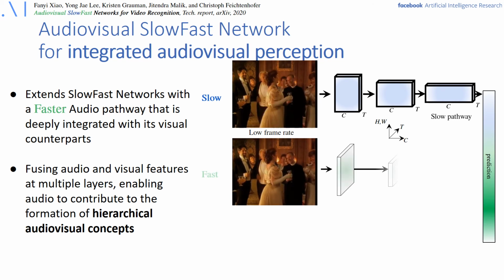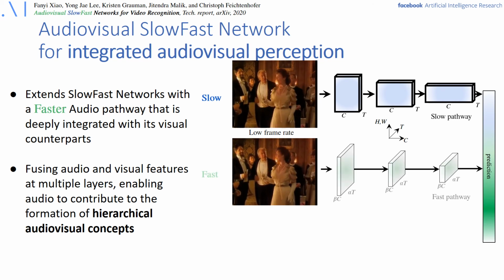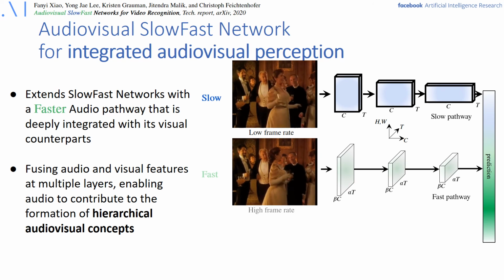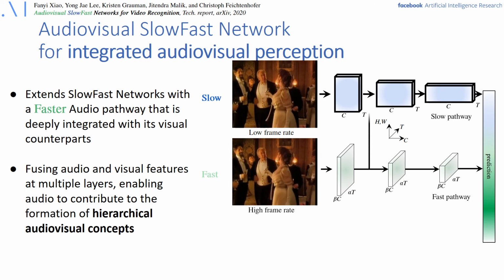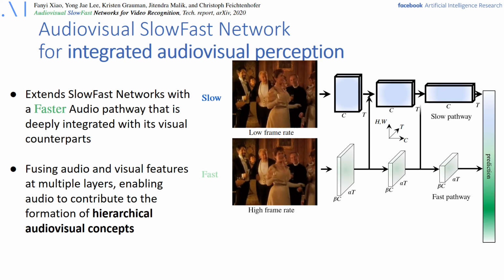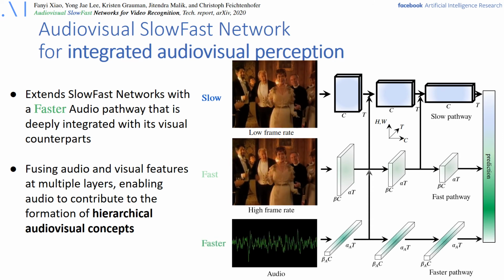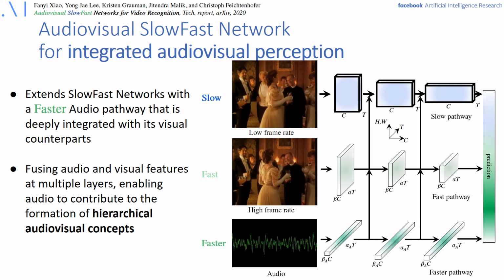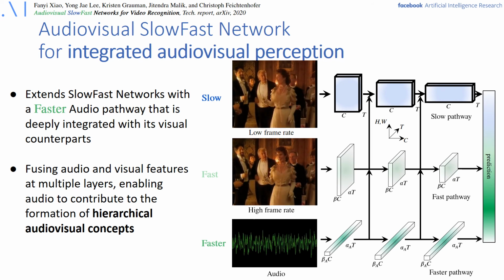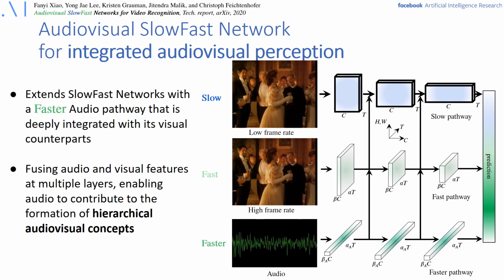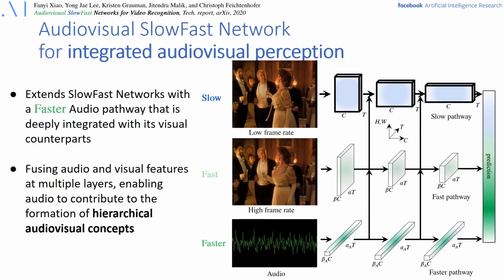The objective of this paper is to build an architecture for integrated audiovisual perception, going beyond previous work that performs late fusion. So we proposed audiovisual SlowFast networks that extend SlowFast networks with a faster audio pathway that is deeply connected and integrated with the visual counterparts by fusing at multiple layers.